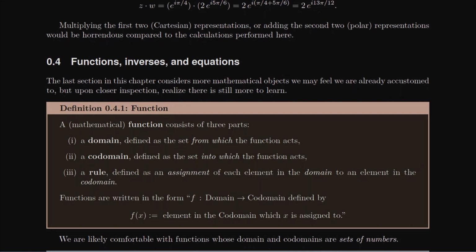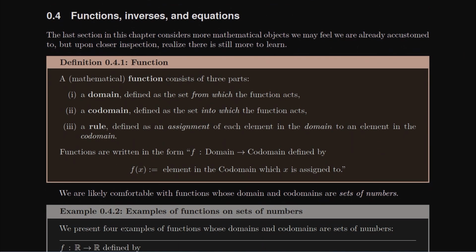Moving on to the last section in the first chapter of the book: functions, inverses, and equations. You probably feel somewhat confident about all three of these, but as with everything else in this chapter, it's good to cover it again, make sure we're all in the same place before we move back toward calculus.